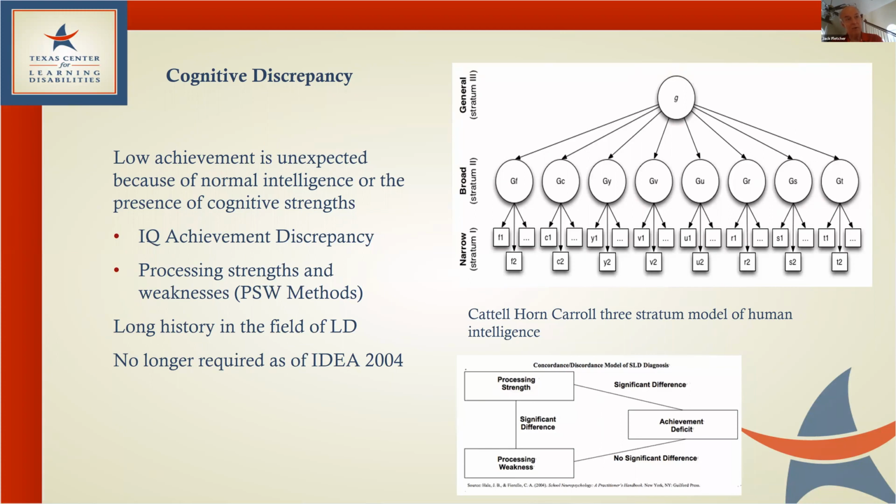And instead, what people are now proposing are called processing strengths and weaknesses methods, or PSW methods. Discrepancy methods have a long history in the field of LD. They are instantiated in the way that we think about learning disabilities, but they're no longer required in special education after IDEA 2004. And I'll talk more about both types of methods in a little bit.